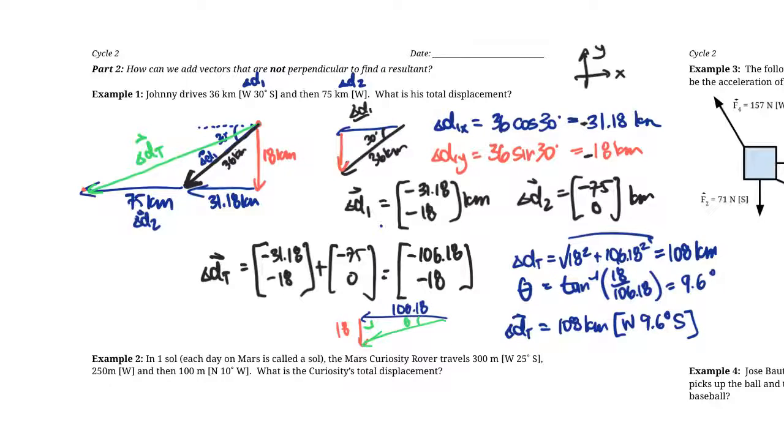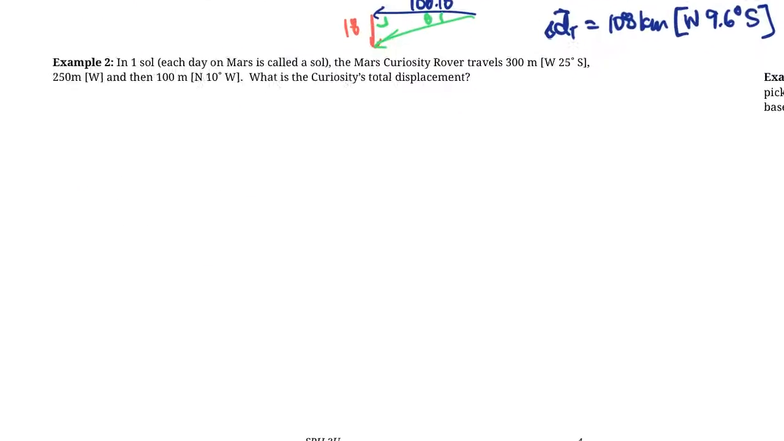Once you have your final triangle, you have the components of your final triangle, you can just use that to find the resultant, the hypotenuse, essentially. So let's try the next one.